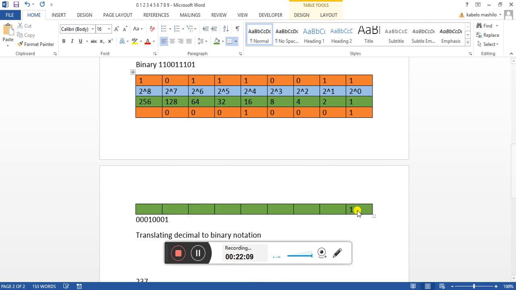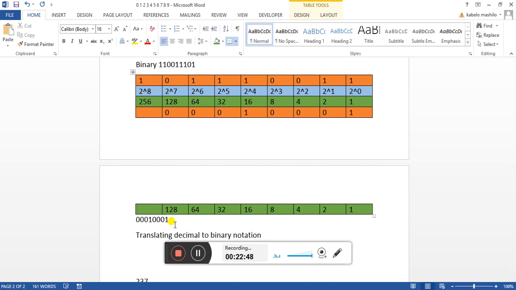So this would be 1. So here we have our 2. We know this would be our 4, which is 2 to the power 2 to give you 4. And then this will be our 8. This will be our 16. This will be our 32. This will be our 64. And this will be our 128. So for now we'll leave 256, because we've got only 8 bits. So let's focus on the 8 bits that we have.